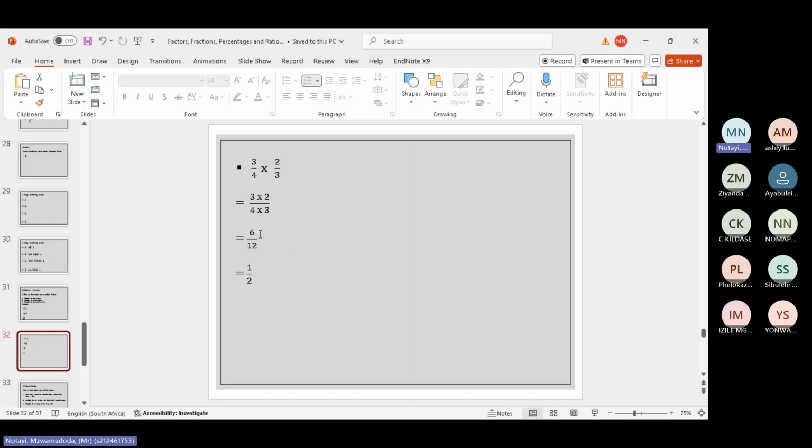Simplifying, we write the prime factors of these numbers, so 6 and 12. So we get 2 times 3, and then we get 2 times 2 times 3. So 2 times 3 at the top will cancel the 2 times 3 at the bottom, and then we'll be left with only 1 at the top divided by 2. So that will be 1 over 2. That is the simplified version of that fraction, that is 6 over 12.